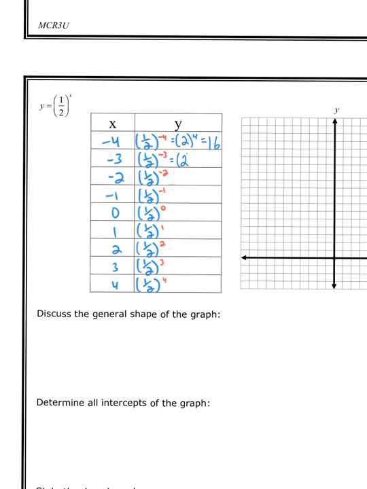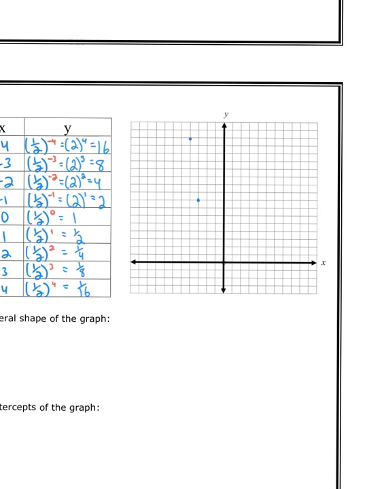Next, take the reciprocal of 1/2, which is 2, to the exponent 3, which is 8. Next, I'm going to change that to 2 squared, 4. Next, 2 to the exponent 1, which is 2. Next, 1/2 to the exponent 0 is 1. 1/2 to the exponent 1 is 1/2. 1/2 to the exponent 2 is 1/4. 1/2 to the exponent 3 is 1 over 8. And 1/2 to the exponent 4 is 1 over 16.